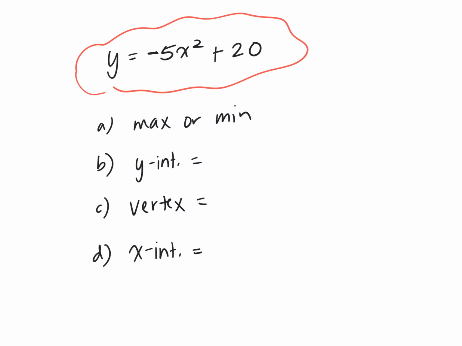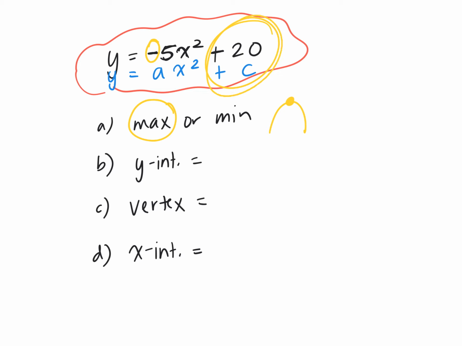Here's the equation, y equals negative 5x squared plus 20. We're looking to figure out if it has a max or min value. It's negative, so is it going to open up or down? Down, so it's going to have max or min? Max. It's in the form y equals ax squared plus c. So what does c tell us? The y-intercept and the vertex.